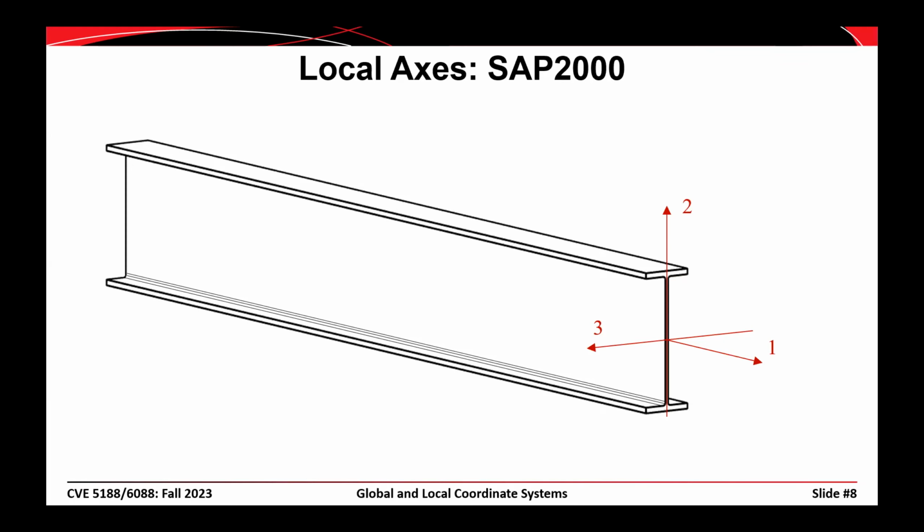And when you look at a frame object or a member in SAP 2000, it doesn't deal with an X, Y, and Z coordinate system for the member. It deals with 1, 2, and 3 axes. So in this case, when we look at our bending moment, we put our thumb in the direction of the 3 axis, and the moment that results is the strong axis moment. So that's going to be M33. If we put our thumb in the 2 direction, this is going to be M22. So it works out that M33 is a strong axis moment, M22 is a weak axis moment.